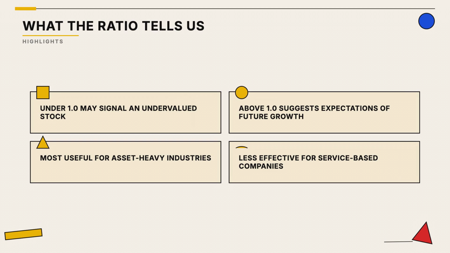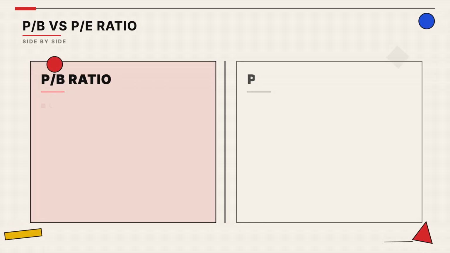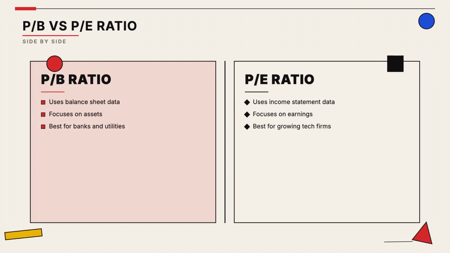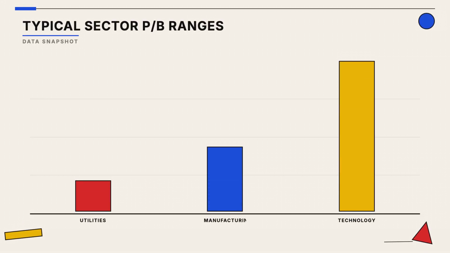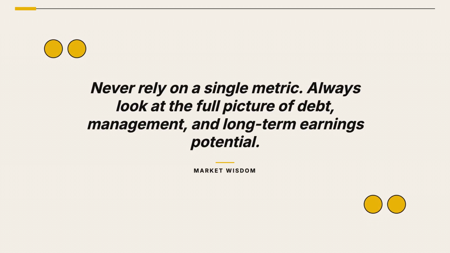struggling to generate value. While P/B looks at what a company owns, the price-to-earnings ratio focuses entirely on the profit the company generates. Different industries have different norms. Always compare a company's ratio against its direct competitors rather than the entire market. Remember that no single ratio tells the whole story. Use it as one tool among many in your research process.